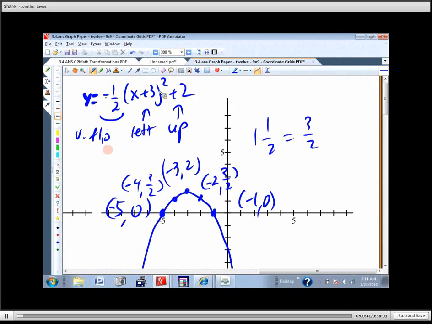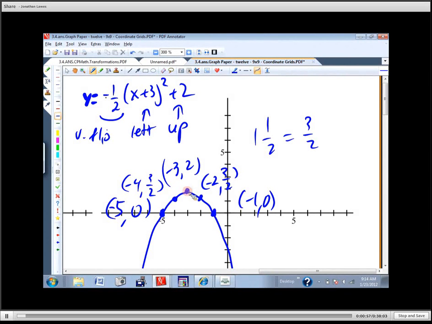Okay, this moves the graph left 3 units, and that moves it up 2 units. So we know where the vertex is, and then again, the pattern is we normally go over 1 and up 1 squared, over 2, up 2 squared, and so forth, and we do that on either side. That's why it has that nice symmetric shape.